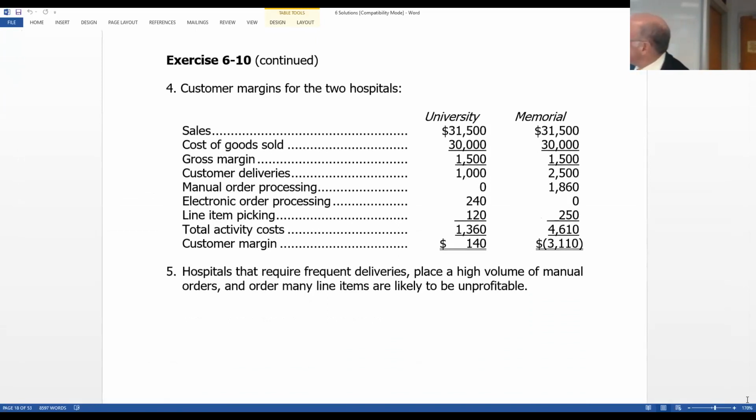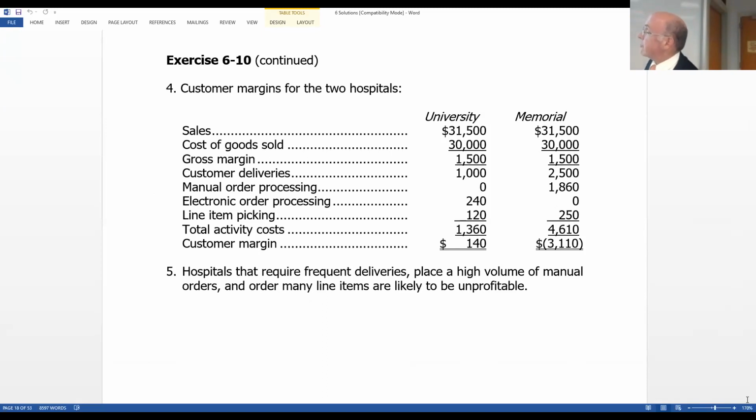Customer margins. Again, here you're losing money. 31,500 minus 30,000 cost only leaves you 1,500 in gross profit, and then it costs you 4,610. So you're losing 3,110 for Memorial. You're actually making $140 on University. It's pretty much break even. Well, 140 divided by 31,500 is almost zero, right? You're not making much there, but you're not losing.